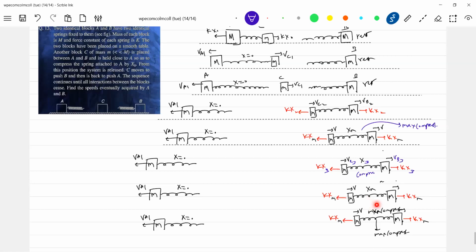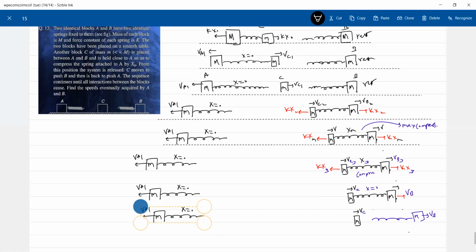Then at one position, they will have natural length. At one position, it will acquire natural length. The spring is relaxed. By this time, this will acquire some velocity, VB. This will acquire some velocity, VC. Then they will lose contact. This is the final condition that is taking place.